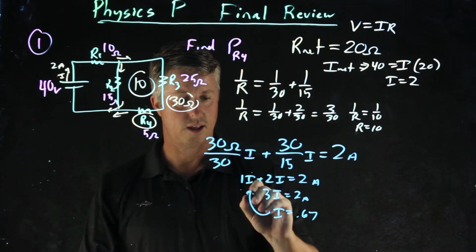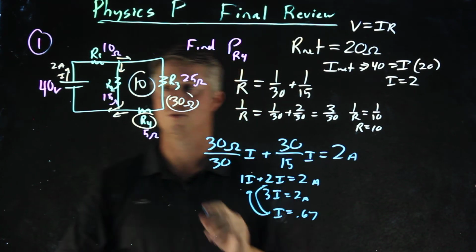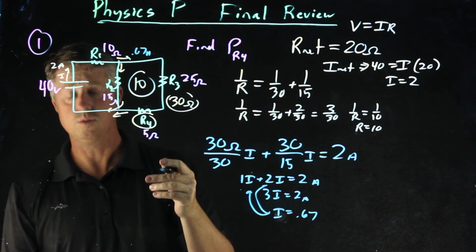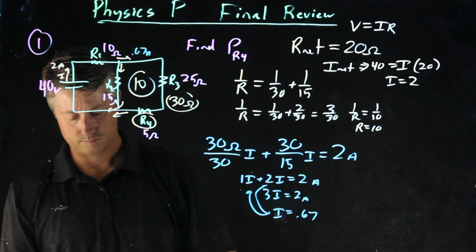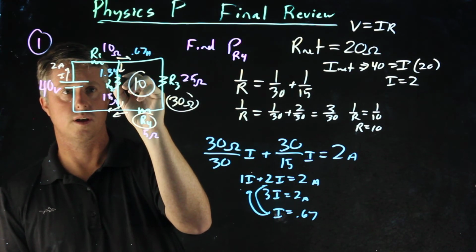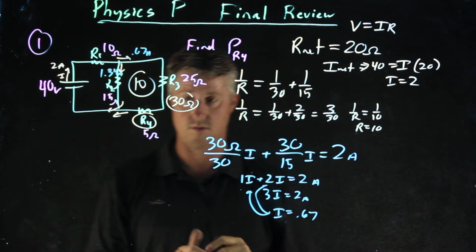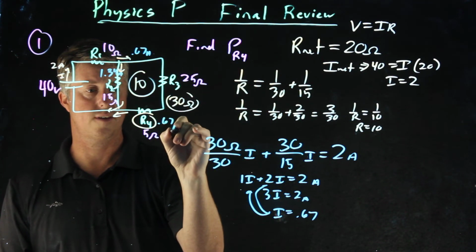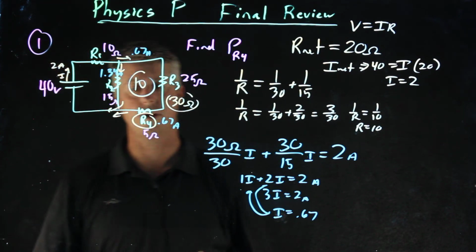You now take that and plug it into both. So we have 0.67 amps goes to the right, and 2 times that, or 1.334 amps goes down. So R4 then will see 0.67 amps along this entire pathway.